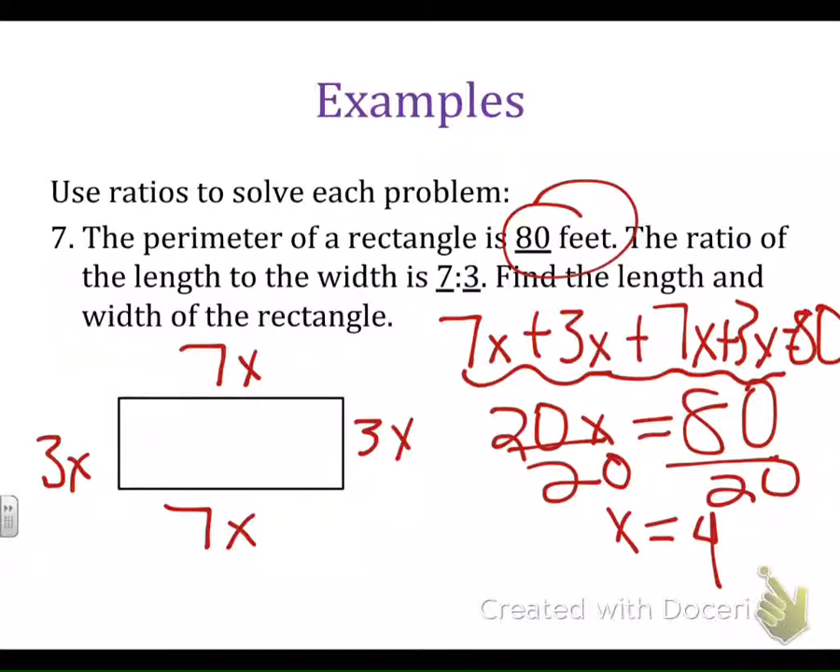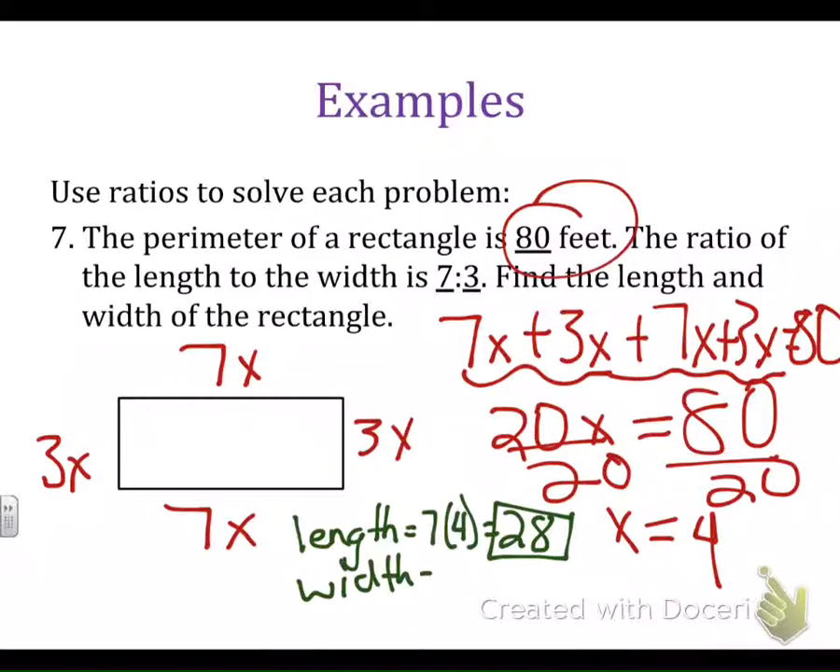So I'm going to plug that in. So the length is going to be 7 times 4, equal to 28. The width would be 3 times 4, which is equal to 12.